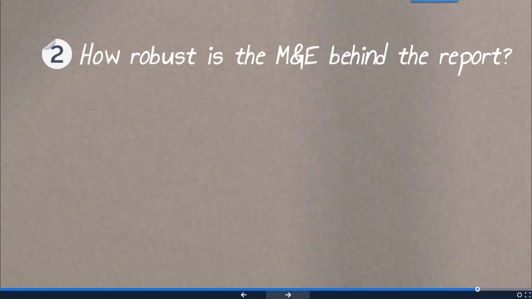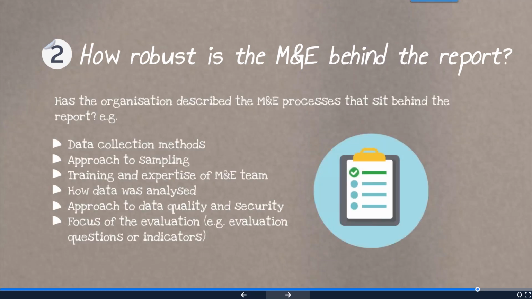The second area we'd focus in on here is how robust is the monitoring and evaluation behind the report. So it's again speaking back to the methodologies side of things, but how robust is that M&E? Has the organization actually described the processes that sit behind the report in terms of these bullet points? Data collection methods used, the approach taken to sampling. We can't often collect data from everybody, so we try and get a representative sample, a group that may look a bit like the whole population. Training and expertise of the M&E team.